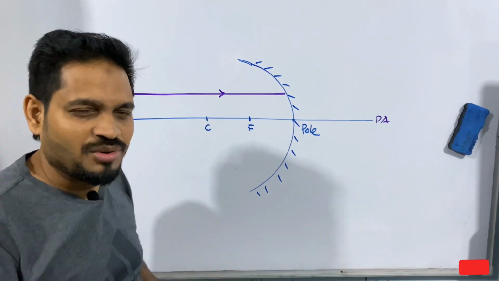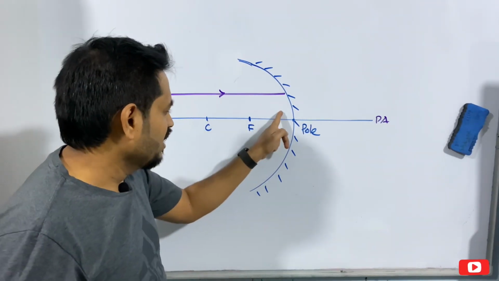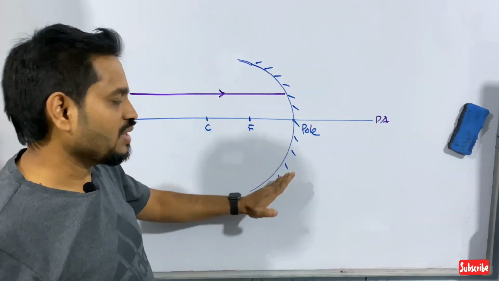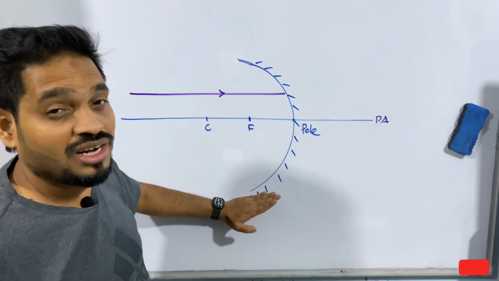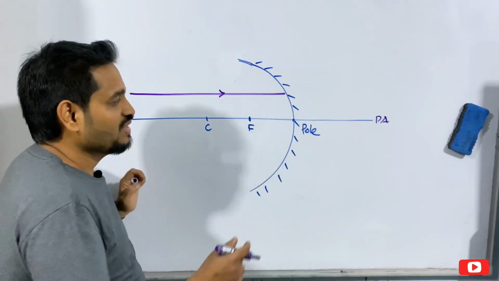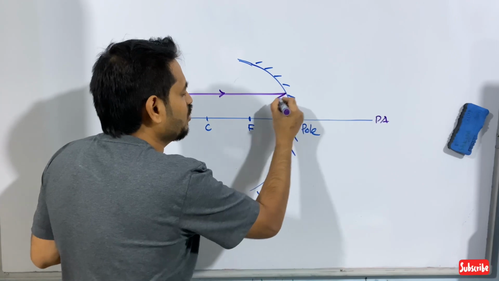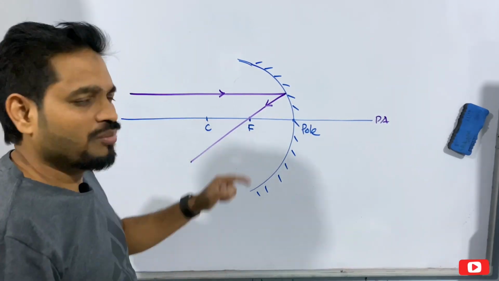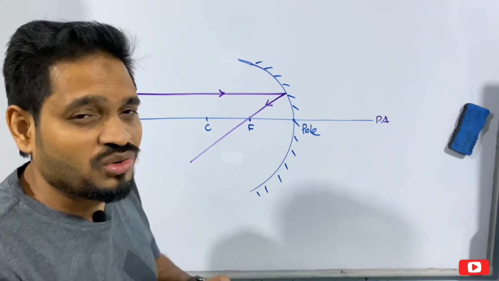What is it? Come on guys, let's go. A ray of light passing parallel to the principal axis of a concave mirror undergoes reflection. Let's go for the second half. After falling here, it should undergo reflection. It reflects and passes through what? This point. That particular point is called principal focus. That's what we are going to define.